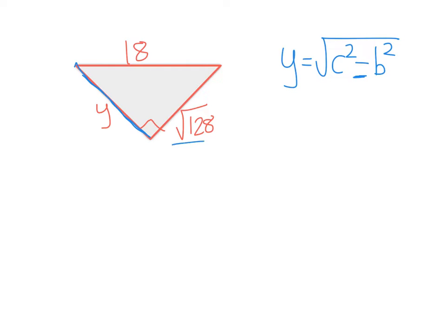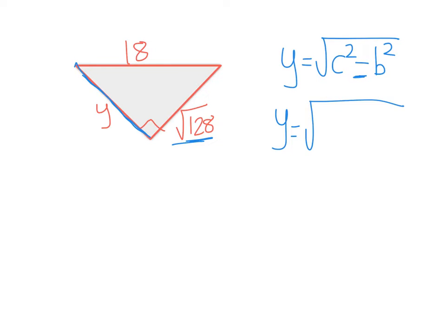This number may cause you confusion. It's just a number. The square root of 128 is obviously the exact form of this length here, but it's just a number. It's like 11.31 or whatever. So we're not going to do this any differently. So y will be the square root of c squared.